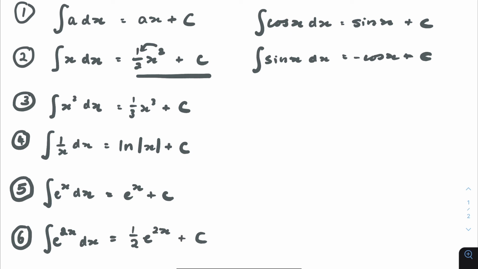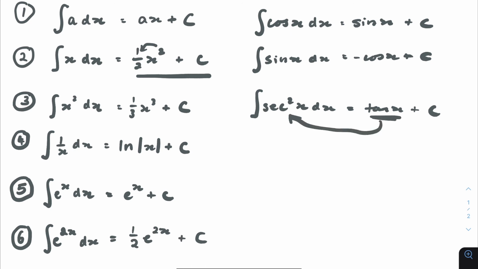And you don't really need to know tan. It hasn't come up at all for me during my period in the GCSEs, so I won't go into that. But just know that secant squared x becomes tan x plus c. Just because you need to know how to differentiate tan, and tan just becomes sec squared x. And you can obviously prove that with the quotient rule.